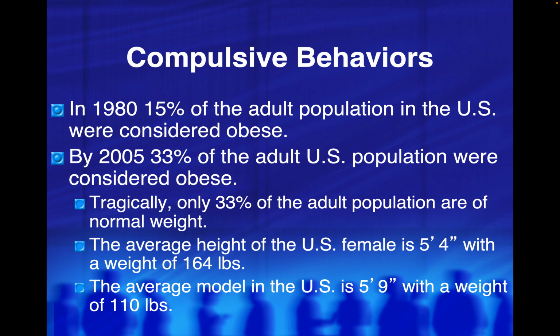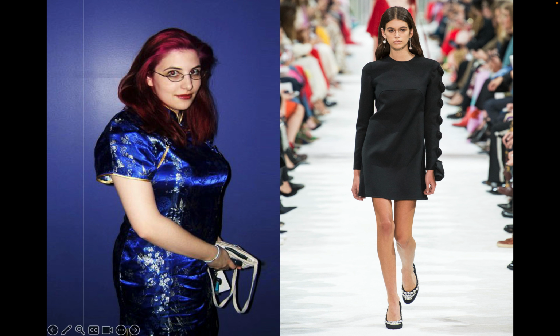In 1980, 15% of the adult population in the United States were considered obese. By 2005, 33% of the adult U.S. population were considered obese. Tragically, only 33% of the adult population are of normal weight. The average height of the United States female is 5'4" with a weight of 164 pounds. The average model in the United States is 5'9" with a weight of 110 pounds. So what's the difference? This is normal, and this is what models look like.